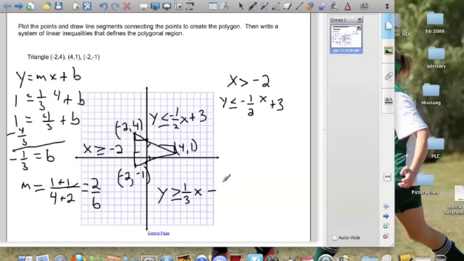So there's my last line, or my last inequality: y is greater than or equal to 1/3 x minus 1/3. Now you can see the easier lines, if it's possible to do it visually, do it visually. If you have to, in a problem like this where I could not tell where its y-intercept was, you're going to have to use the slope formula. You're going to have to use y equals mx plus b, but that's how you do a polygon.